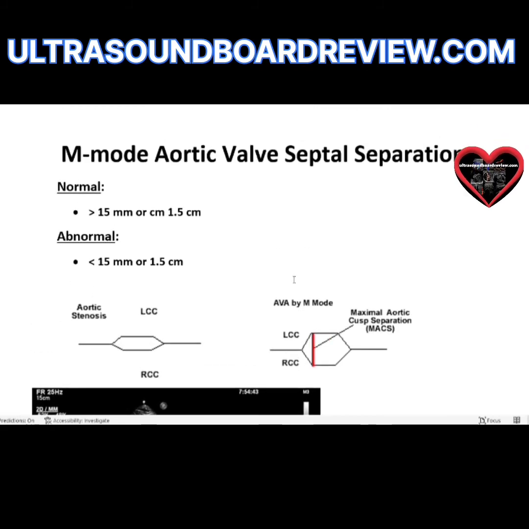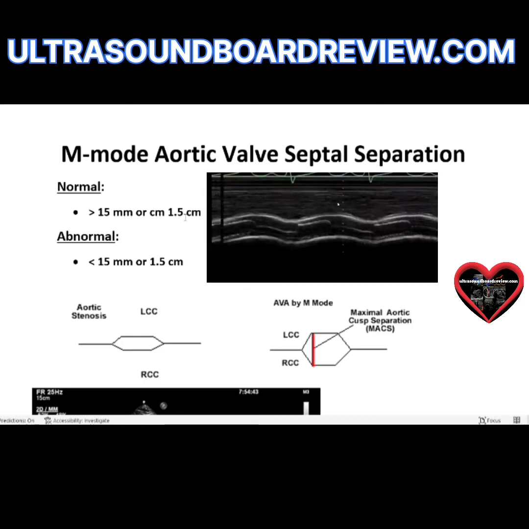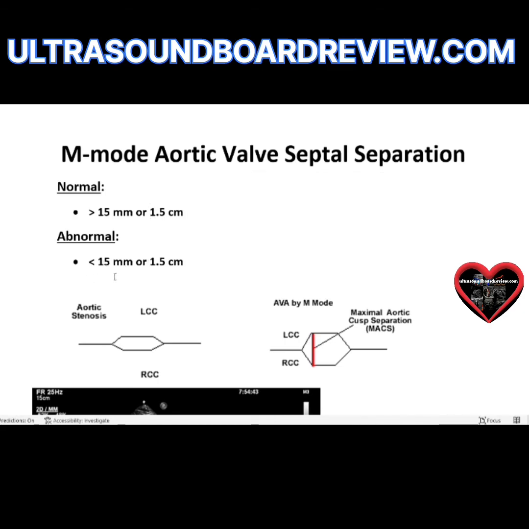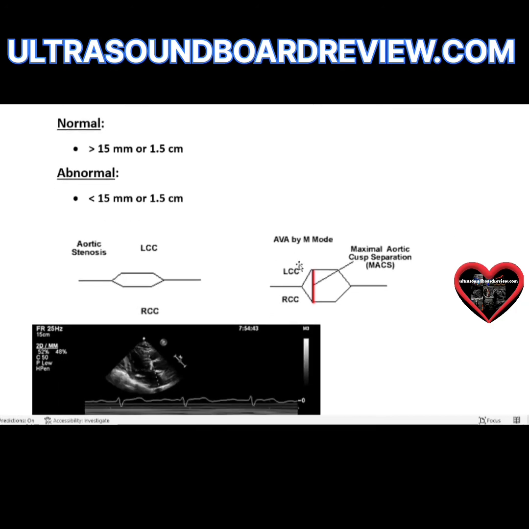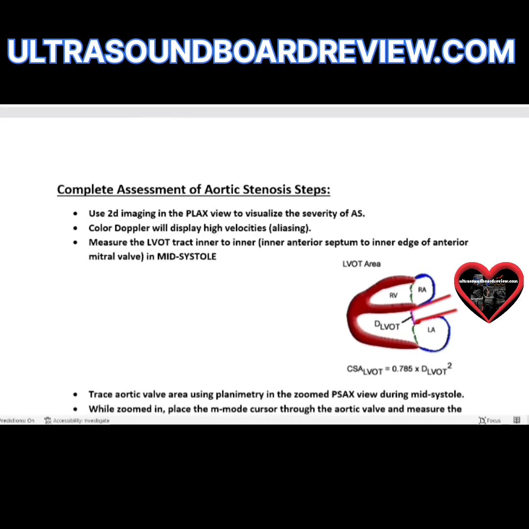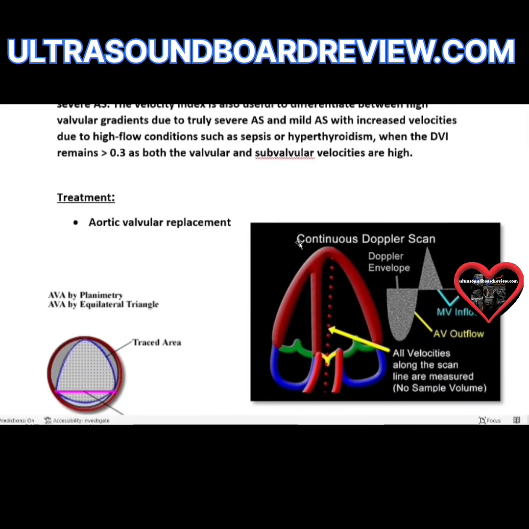So you'll have an abnormal aortic valve septal separation. The normal measurement is anything greater than 15 millimeters, or in centimeters, 1.5. Make sure I have that there. Abnormal is less than that, 15 obviously millimeters. So this would be abnormal, normal. What else? What do we need here?